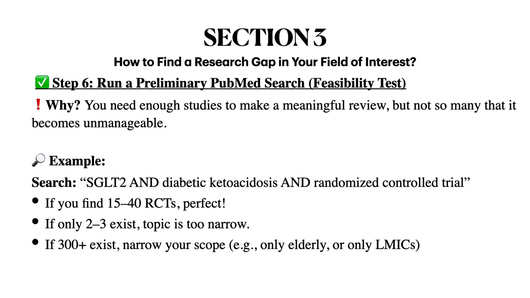If there are only 2 to 3 research papers that exist for that specific idea, then the topic is too narrow and it will be hard for you to make a meaningful review. So if you find 15 to 40 randomized controlled trials or studies, that is perfect for you. And if 300 plus exist, you have to narrow your scope, like only elderly patients or only low or middle income countries. That can narrow your scope, right? So that is very helpful for you.